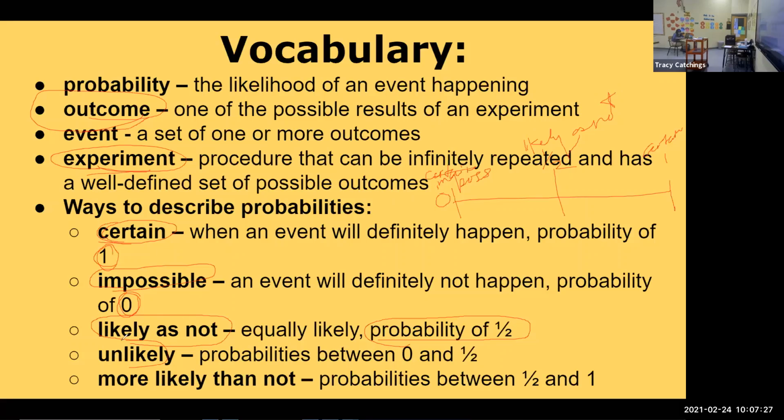All right, we then have unlikely. That's the probability between 0 and 1/2. So anything that's between 0 and 1/2, that means it's strongly unlikely, so less that it possibly won't happen. And then we have more likely than not, the probability that is between 1/2 and a whole. You are going to need those 5 as we look at today's practice.